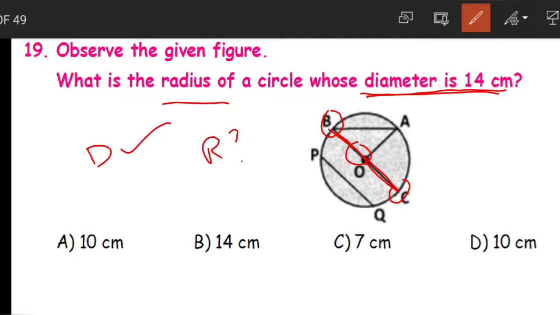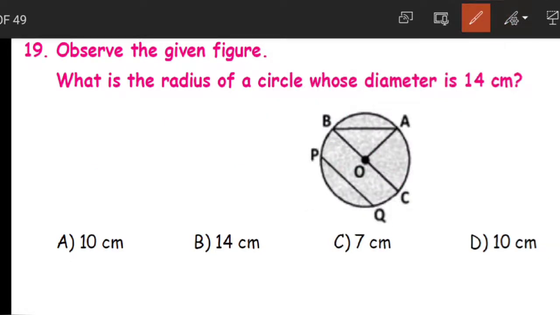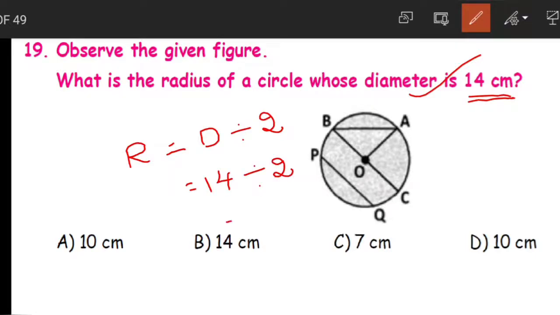Now if you remember from the class, what is the relationship between diameter and radius? We know that when diameter is already known, radius is equal to diameter divided by 2. So in this question, what is the diameter? 14 centimeters. So what will be the radius? 14 divided by 2. That is equal to 7 centimeters.